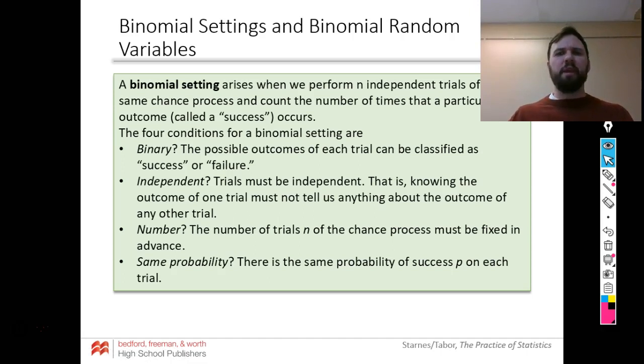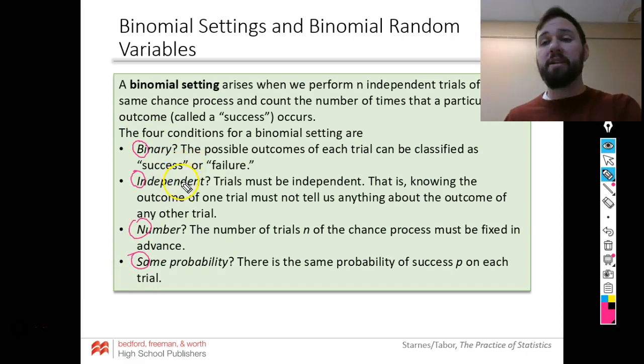So, how do we know something's a binomial function, a binomial setting? How are we going to know that we're using binomial stuff? Well, we're going to use something called BINS. Bins, binomial, same thing. So, B, I, N, S.